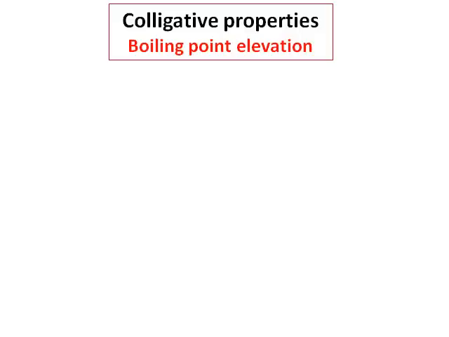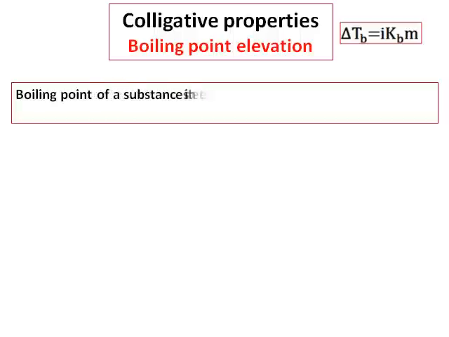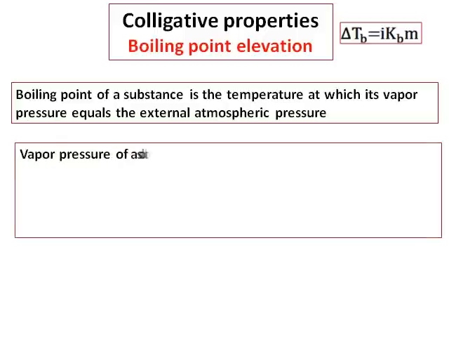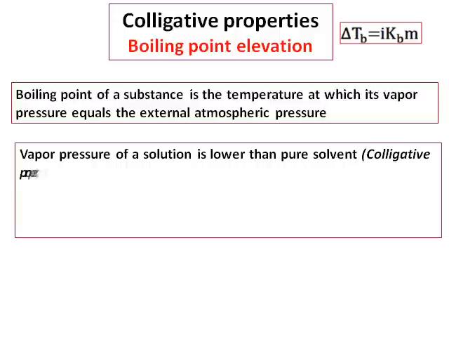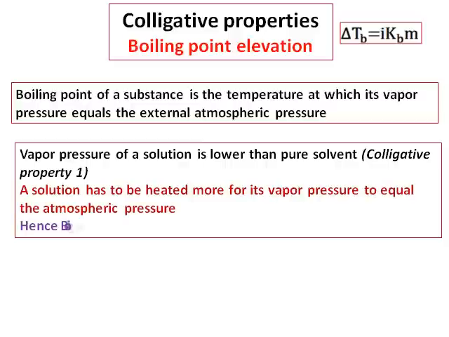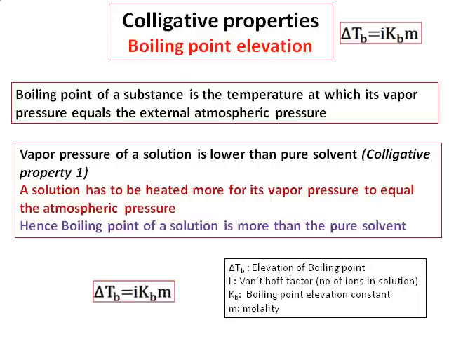Before going into boiling point elevation, let's just understand what boiling point is. Boiling point is the temperature at which vapor pressure equals the atmospheric pressure. Just now we saw in the previous video that if you have a solute present, the vapor pressure is lower, and hence a solution has to be heated more in order that it equals the atmospheric pressure, and therefore boiling point is always elevated. The elevation in boiling point, delta Tb, is equal to i Kb m.